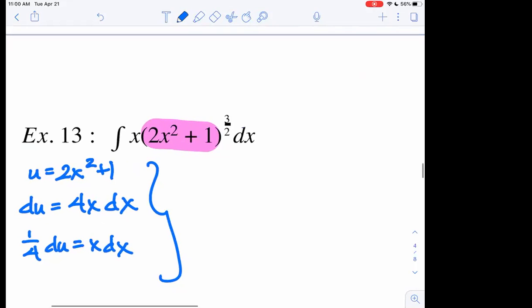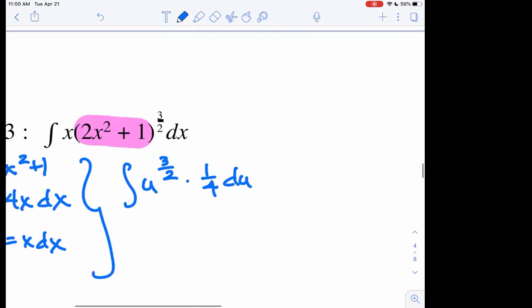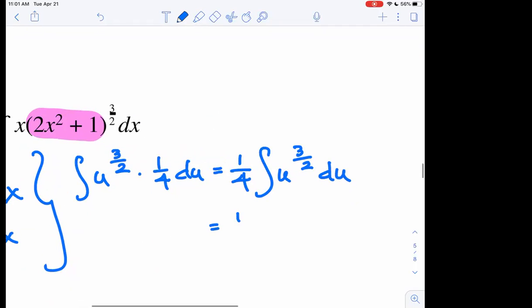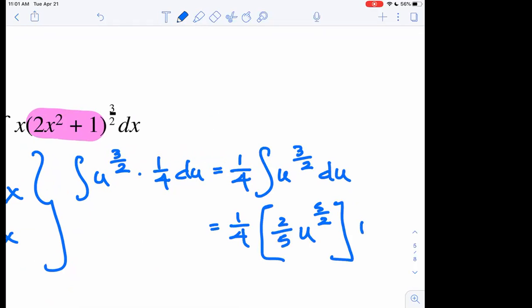All right. So that gives us the integral of u to the 3/2 times 1/4 du. All right, so I can move that 1/4 out to the front, and the integral of u to the 3/2 du. And now I'm ready to integrate. So I use my power rule. U to the 3/2 plus 1 is 5/2. And the reciprocal of that is 2/5 plus c.